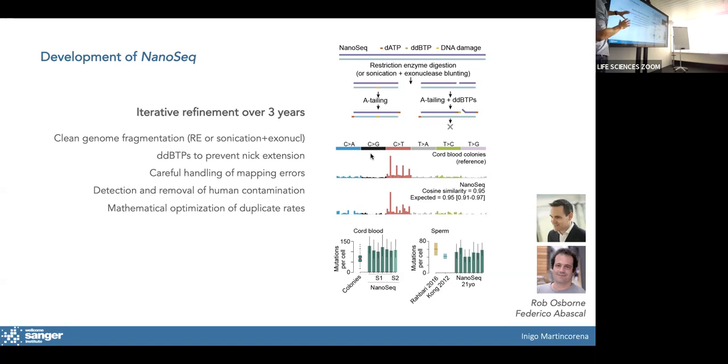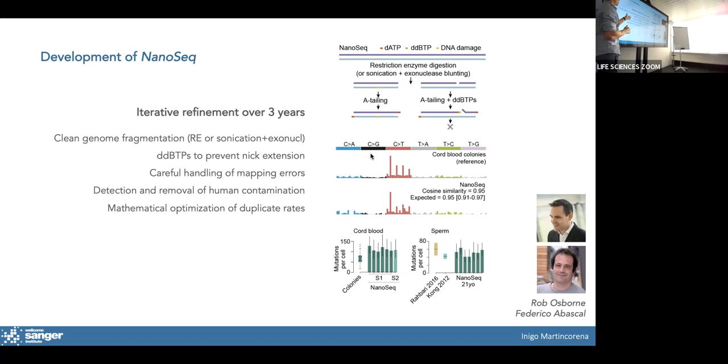So we ended up avoiding sonication and end repair, replacing it with clean genome fragmentation using restriction enzymes or enzymatic fragmentation, and instead of doing end repair, chewing the ends, getting rid of the ends with an exonuclease. We introduced dideoxynucleotides to prevent the extension of nicks.